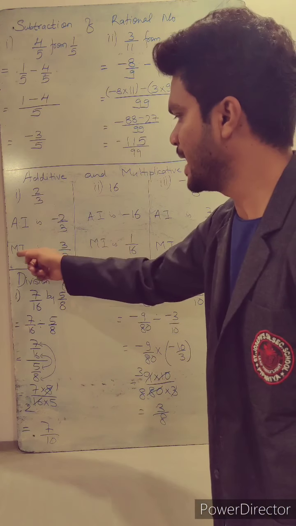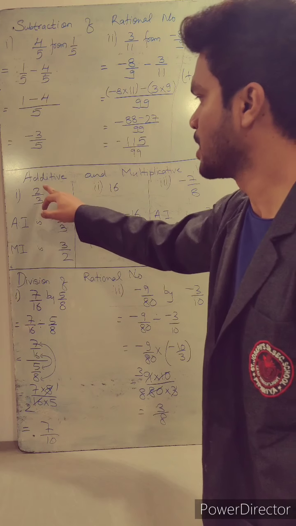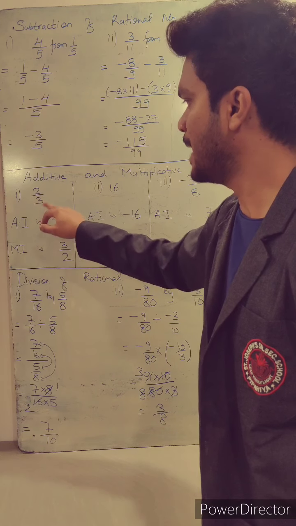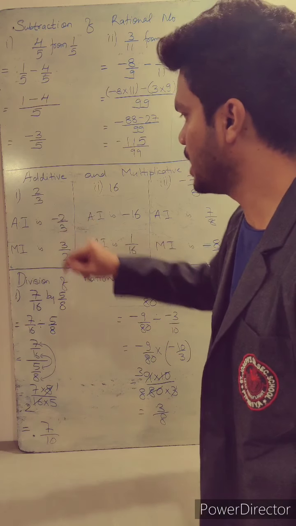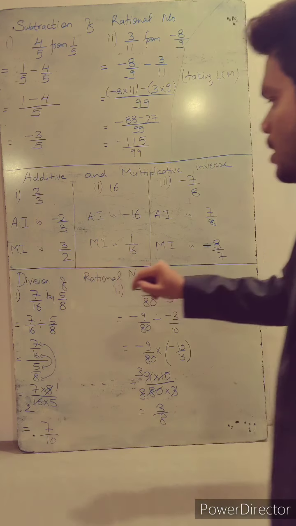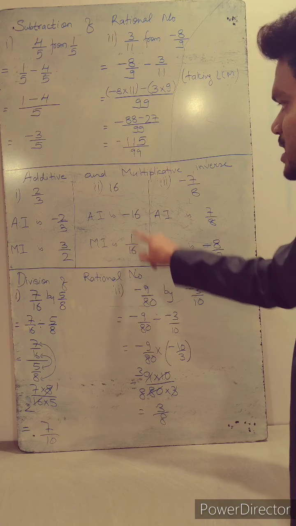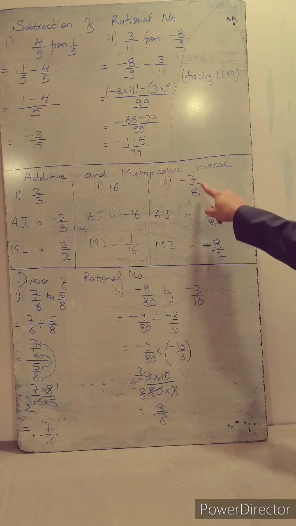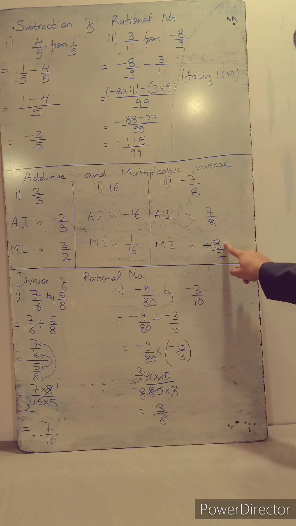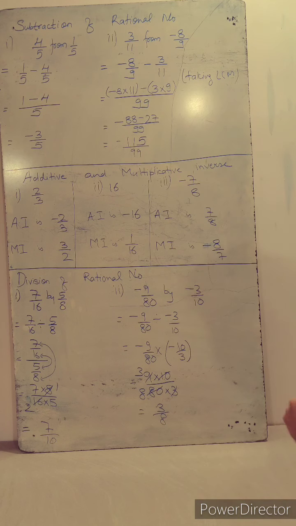For finding the multiplicative inverse, we have to change the position of numerator and denominator. We have to interchange. Numerator becomes denominator and denominator becomes numerator. So multiplicative inverse of 2 by 3 is 3 by 2. Multiplicative inverse of 16 is 1 upon 16. Numerator 16 becomes denominator. Minus 7 upon 8 becomes minus 8 upon 7. 8 goes into the numerator and 7 becomes the denominator.